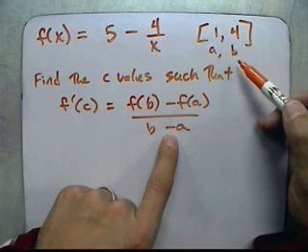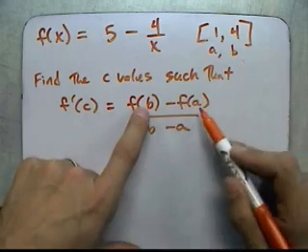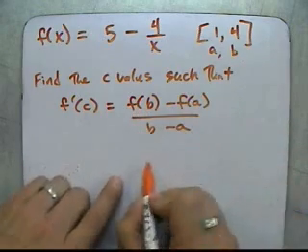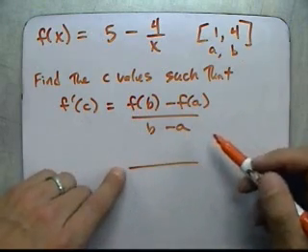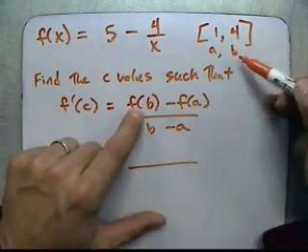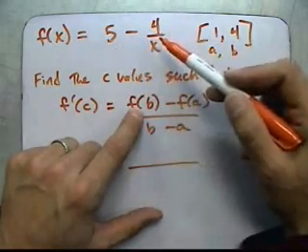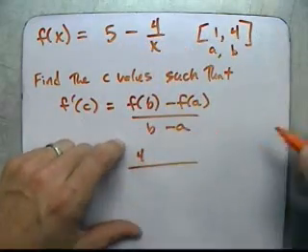I like to find the endpoint slopes first, because that's usually pretty easy. So what I would do is find f of b, f of a, and then divide that by b minus a. Let's figure out what our slope actually is and what I'm trying to match up to. So I'm going to do f of b. Plug in the b value, plug in a 4 right there. So 4 is 1, 5 minus 1 is 4, I believe, right? So this should be 4.